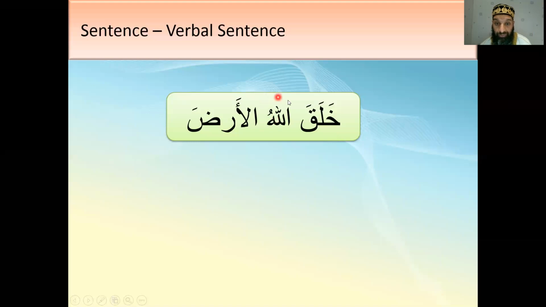Yes, Allah is marfu. So the doer is always marfu. So the doer of this verb is marfu. So Allah is the doer of this verb. So Allah, He created. You just say Allah created. It's like He created, and then you see the word Allah and you say, oh, Allah is marfu. So Allah, He created. Allah created.